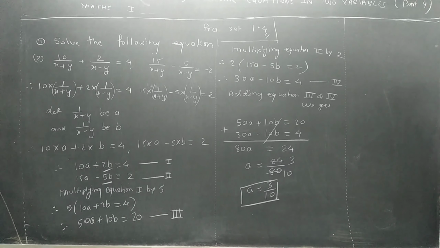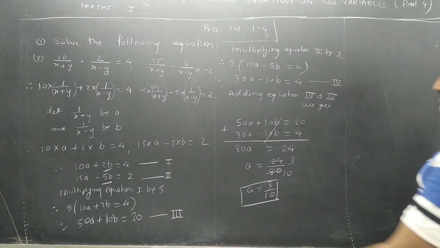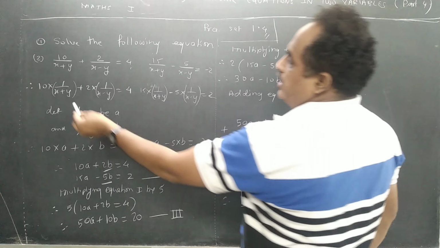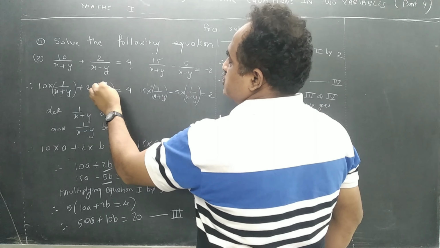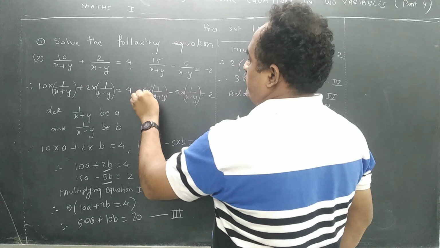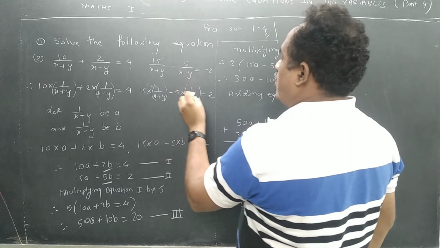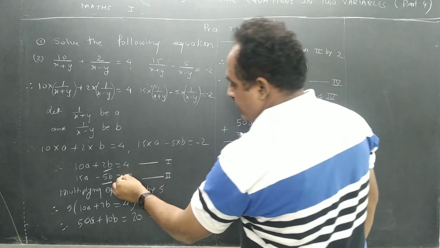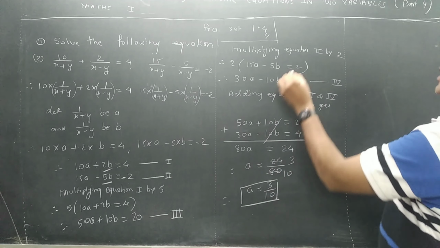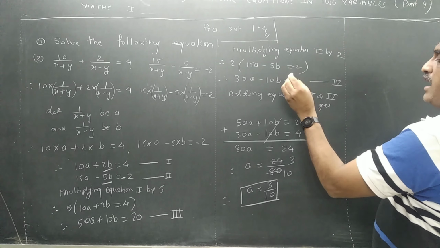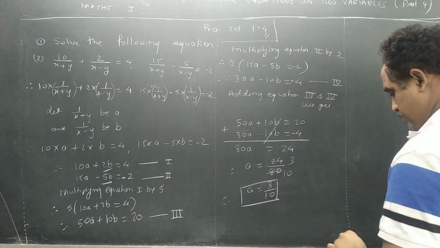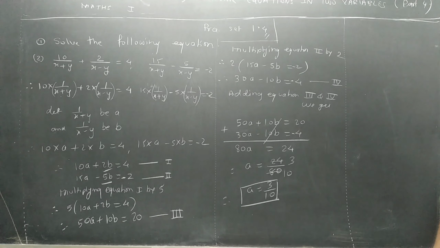Okay, have you understood this? Got it now? So we got the value of a. Okay, see once again, what did you do? 10 into 1 upon x plus y, plus 2 into 1 upon x minus y is equal to 4. 15 into this, we have to take what? Minus 2. So I think I have made a mistake over here. I have to take minus 2. So here also we have to take minus 2. It will become minus 4. Is it right? So this is minus 4.